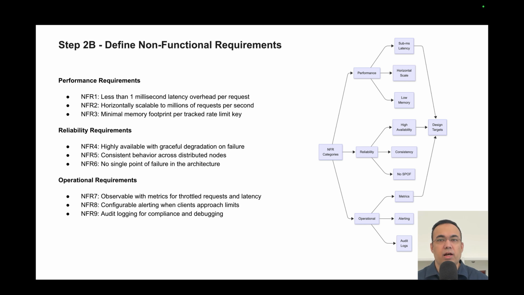NFR6 states that we should have no single point of failure in the architecture. One component going down should not bring down the entire system. The third category here is operation requirements.